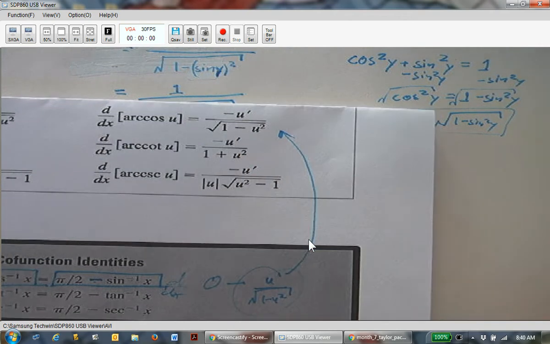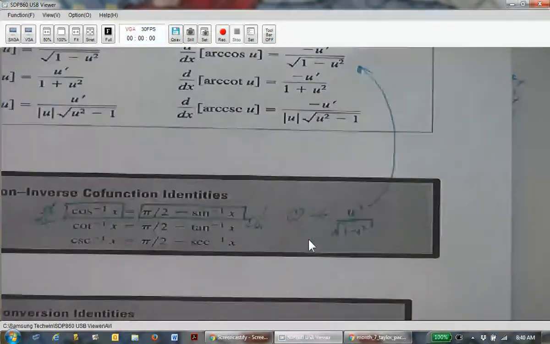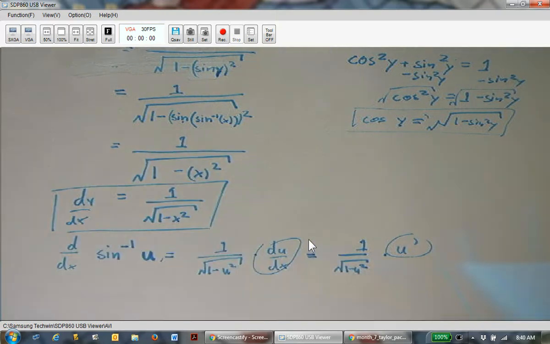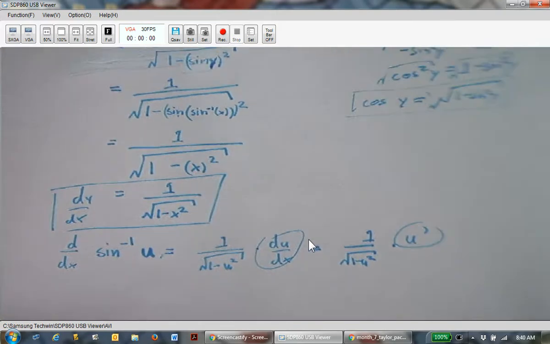So there are two ways to make sense of it. There are inverse functions and inverse cofunctions, or derivatives of those. So now let's move on to more sample problems, shall we?